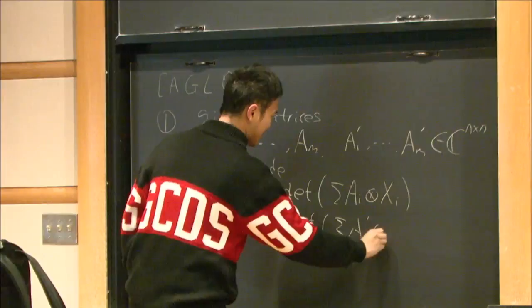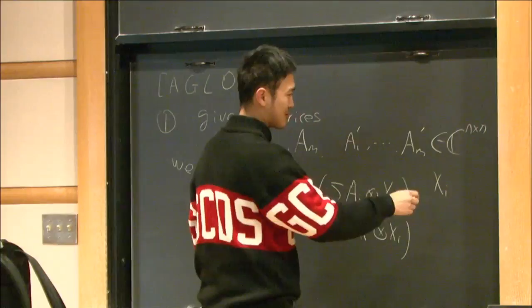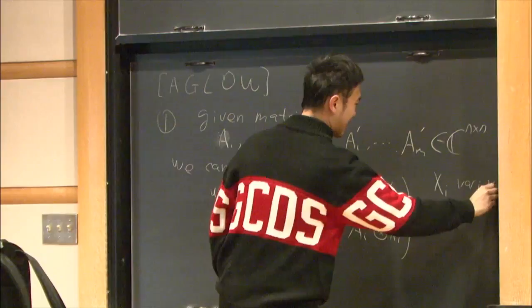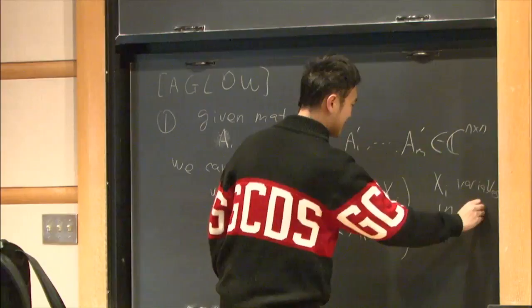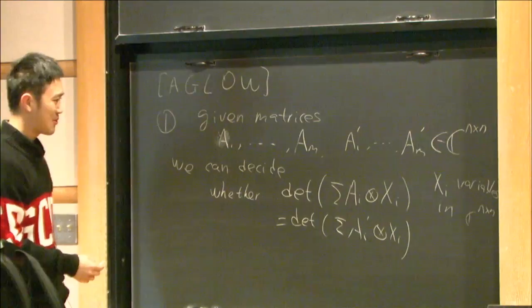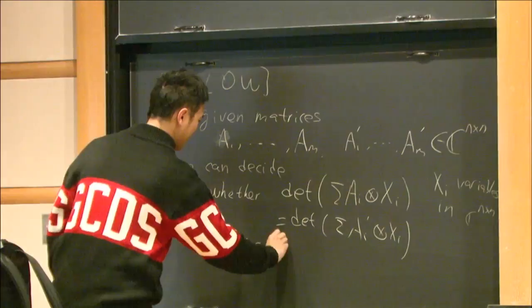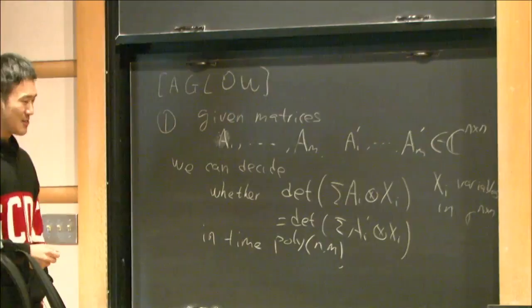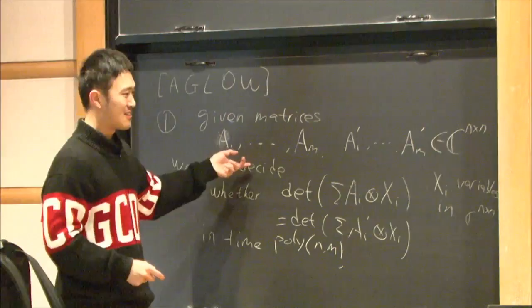Where these XI are matrix random variables. These are just variables in, let's say, C^(N times N). They are variables in matrix form, and we can decide whether the determinant polynomials are equal or not in time polynomial in N and M. Of course I assume the bit complexity of AI is some polynomial of M and N.